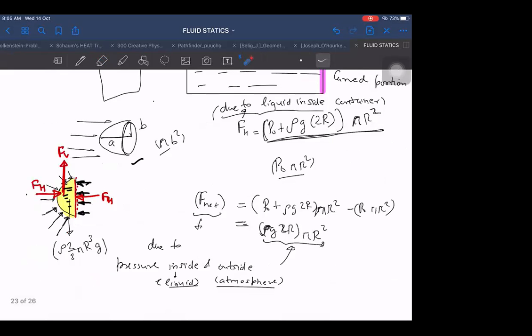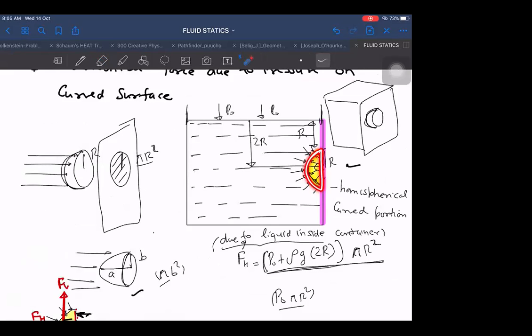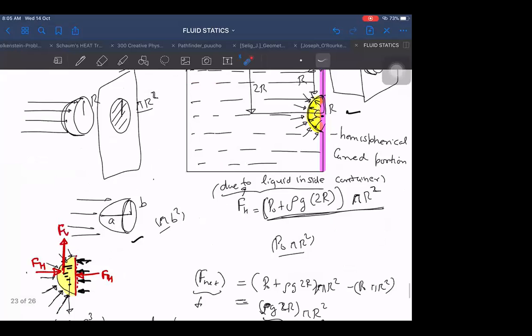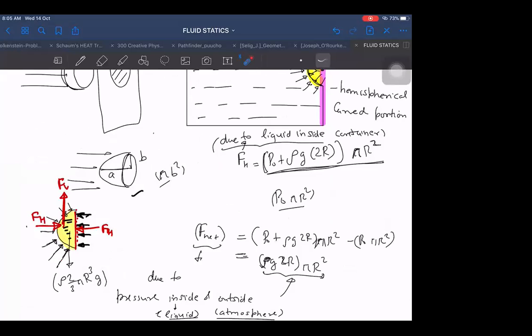The second thing to remember is that when we draw the diagram for any curved part, first we imagine a container with vertical walls, and we fill that container entirely with liquid. On that portion we find the force acting. That same force will be acting on this curved wall also in the vertical direction.